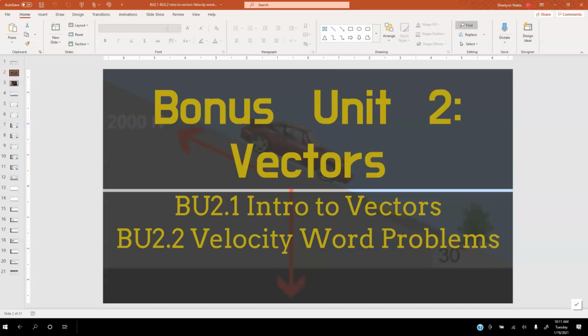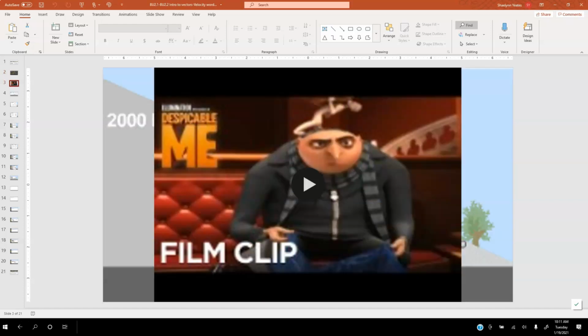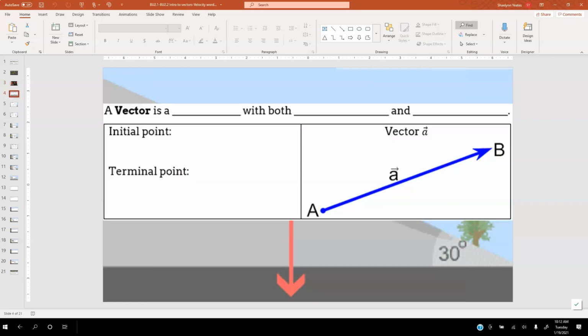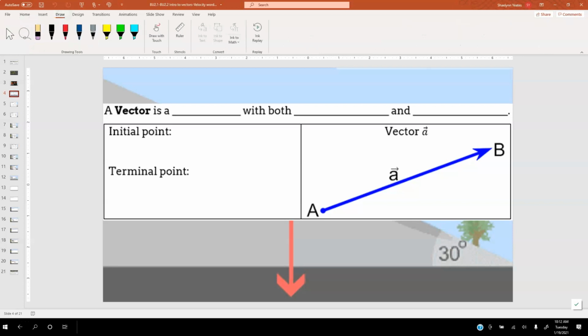So if you are on your own, you will now watch this cute video clip, or you already have. Hopefully you already have. It's kind of funny. So a vector is an array. This is an array. It's a dot with an arrow at the end, with both magnitude and direction. As so beautifully told to us in Despicable Me.